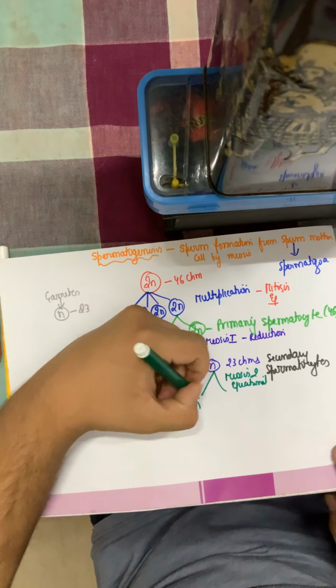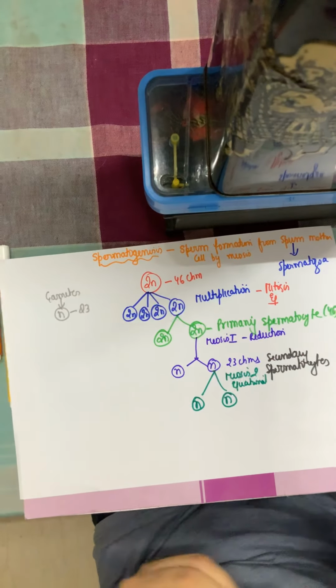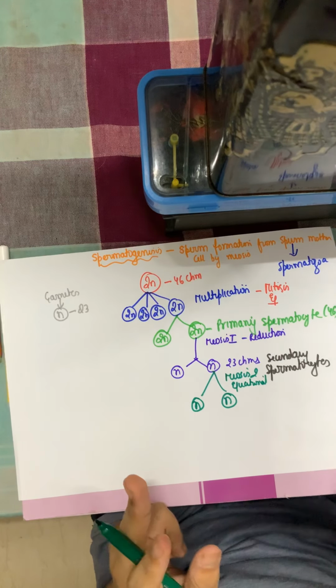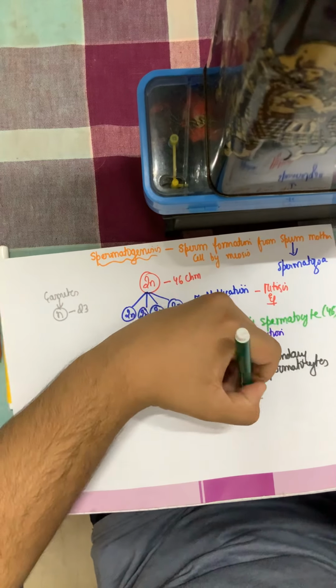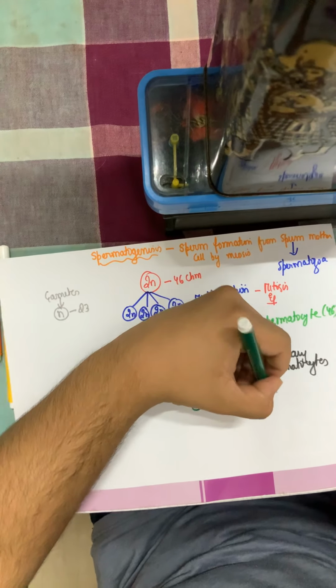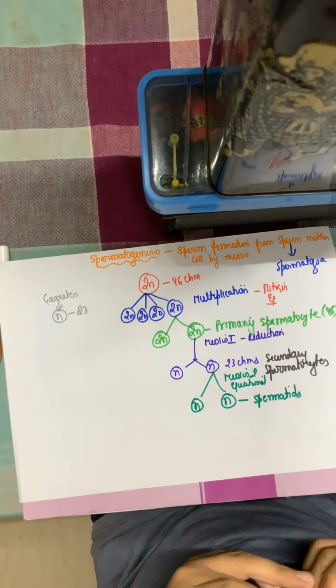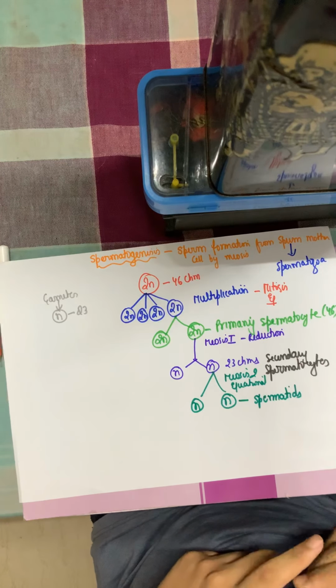So this n and n will form after meiosis 2, and these are actually not sperms. We think that this is the sperm, but this is not sperm. This is called as spermatids. Do you think the sperm has this structure? No. The sperm is not having this structure.